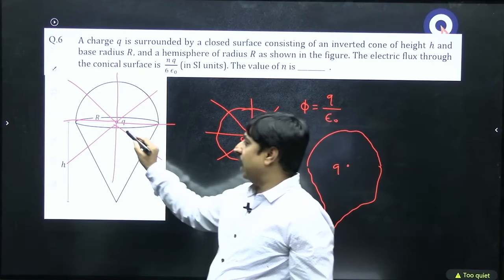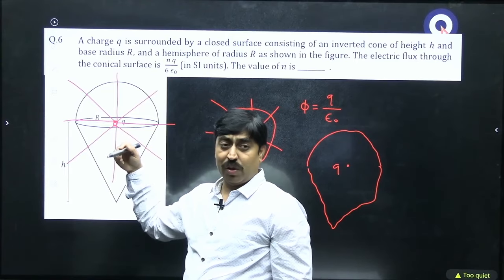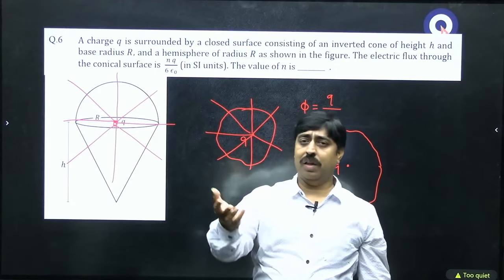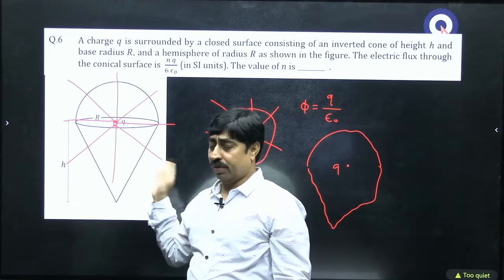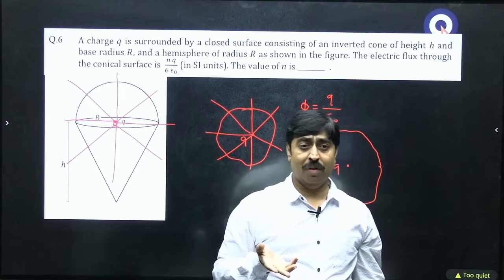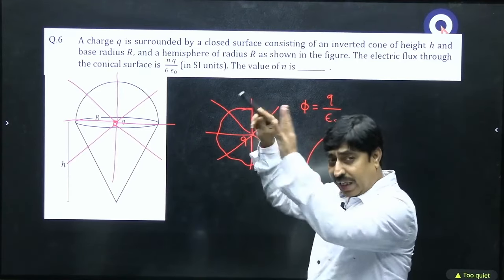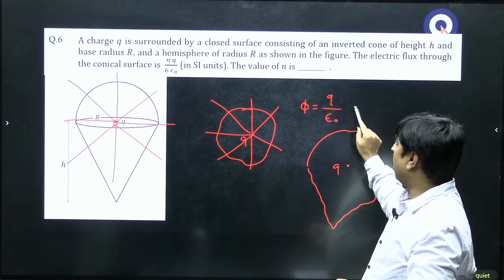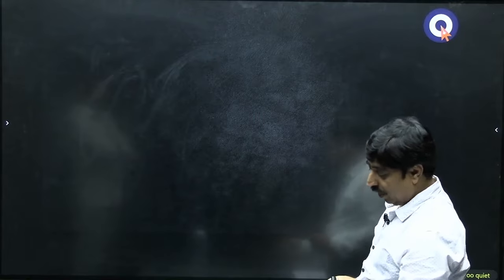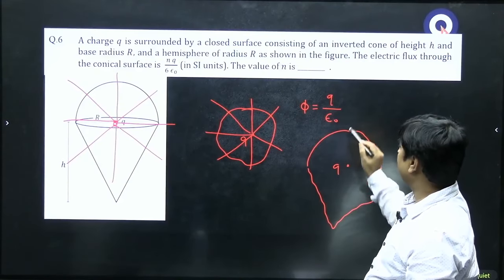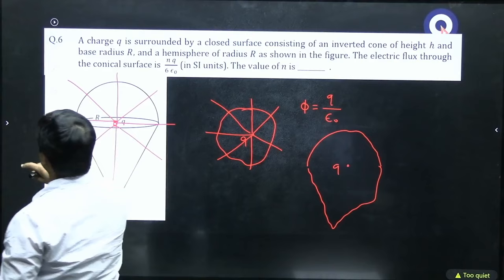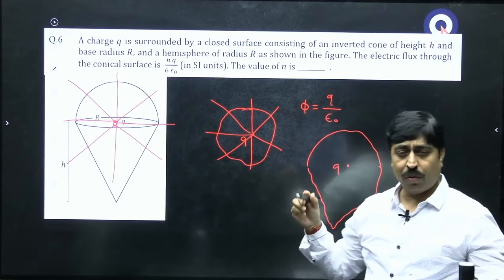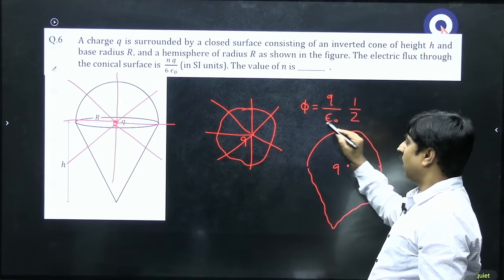It is common sense that half of the lines emanating from this point charge will pass through this hemispherical surface, and the other half will pass through this conical surface, isn't it? So, through the entire closed surface the flux is this much, and half of it will be the flux through the hemispherical surface as well as the conical surface. So, through the conical surface the flux is just half of it.